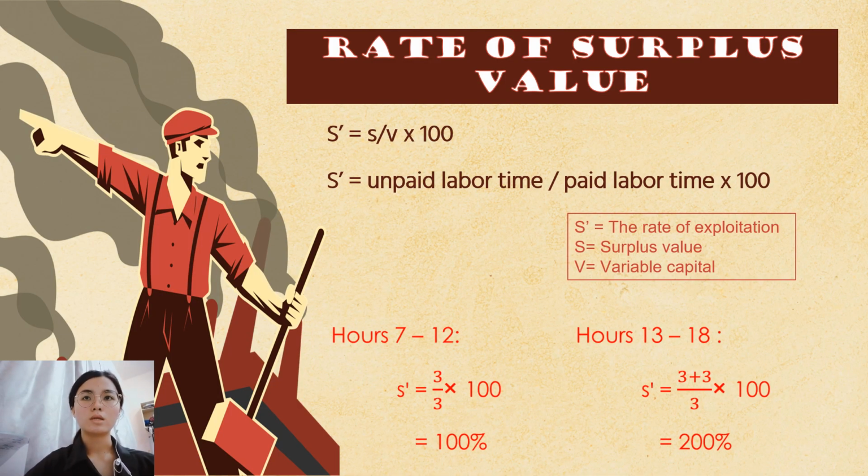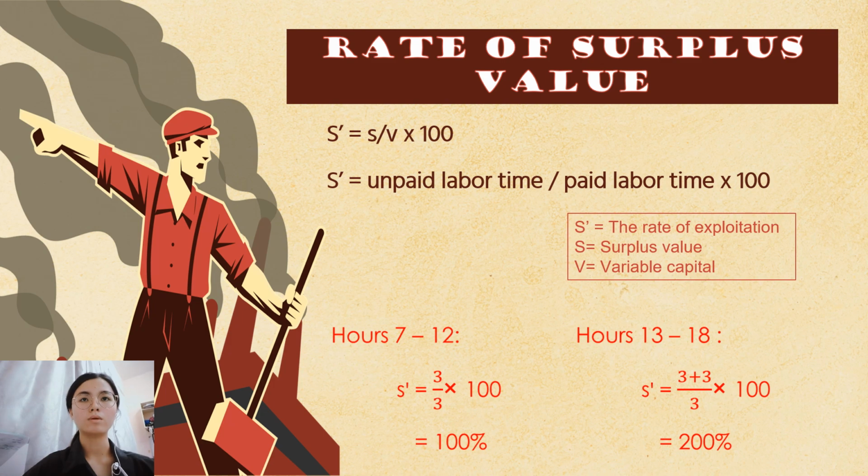The capital that goes for wages for the purchase of labor power is variable capital. The extra value produced, which the capitalist takes without compensating the workers who produce it, is surplus value. The rate of surplus value, or the rate of exploitation, is given in the equation: surplus value to the variable capital times 100, or unpaid labor time to the paid labor time times 100.